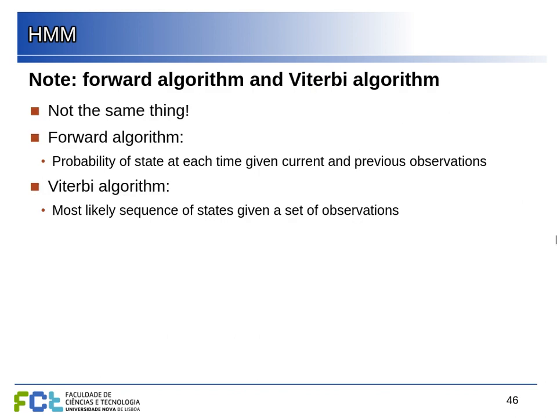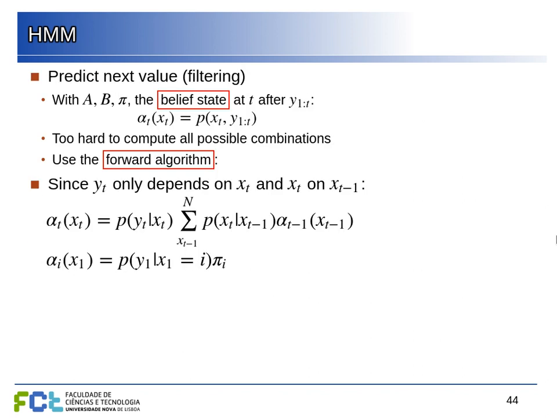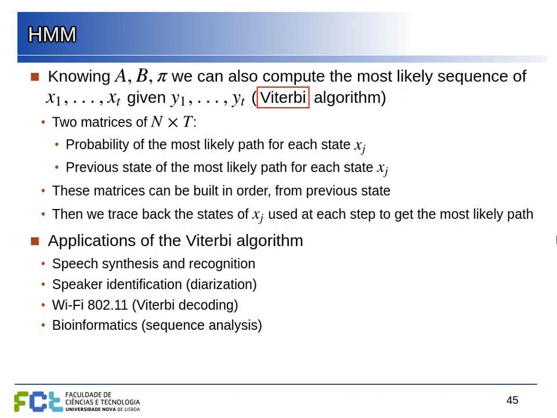Note that these two algorithms are not the same thing. The forward algorithm that we saw gives us these belief states. These are the probability distribution of the states at each instant, while the Viterbi algorithm gives us the most likely series of states, so the most likely sequence of states. And the most likely sequence of states does not necessarily have the most likely state at each time instant.